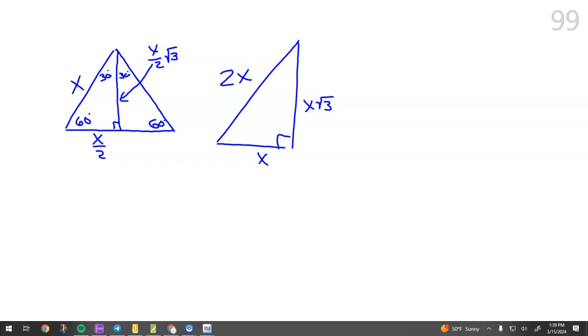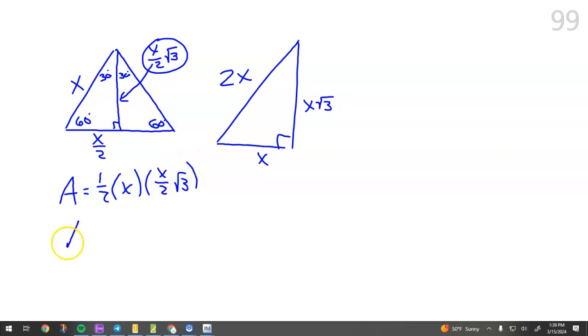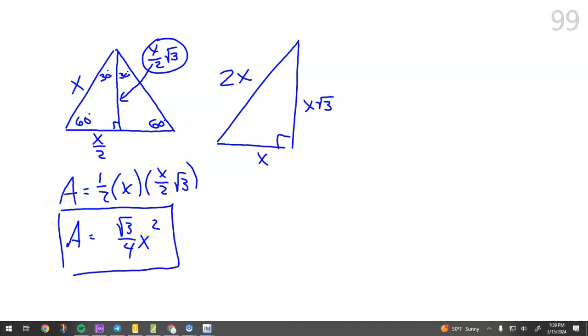And then the area of a triangle is 1/2 base times height, right? So what's the base of this triangle, the big triangle? X. And the height is x over 2 times root 3. If you multiply that all together, what you get is the square root of 3 over 4 times x squared. You need to know that formula, whether you can figure it out from 30, 60, 90 stuff, or you memorize it. There's going to be questions that ask for the area of an equilateral triangle. So you've got to either know how to get to it or.